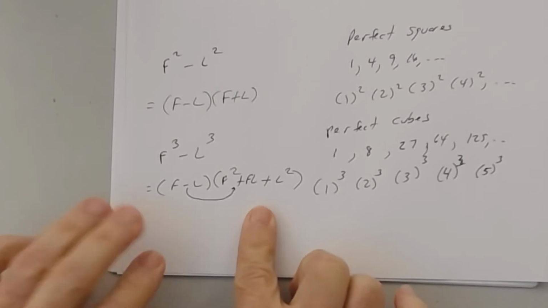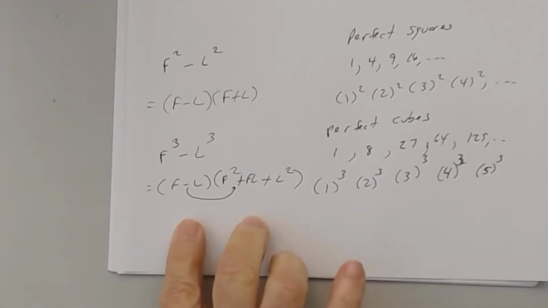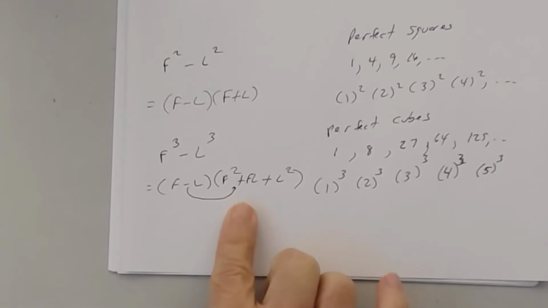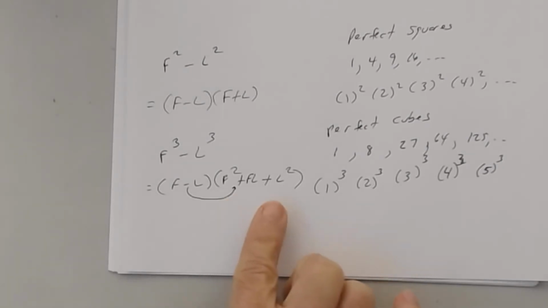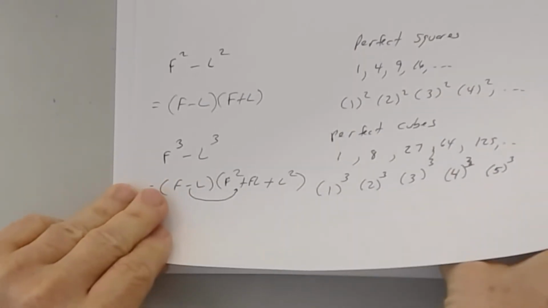You don't have to memorize this. I'll give you the formula. You just got to know how to use it. So this is the formula: f minus l times what? F squared plus fl plus l squared. All right, so let's see how we're going to use it now. All right, let's factor number 1.